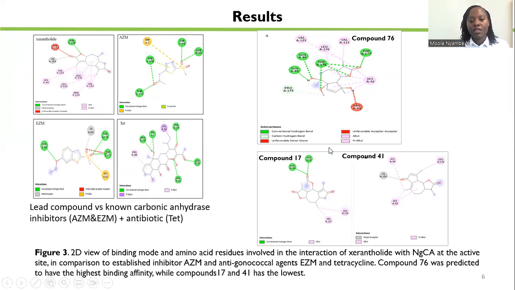But for compounds that had lower binding scores, like compounds 17 and 41, the lactone ring was not involved in the interaction with the enzyme, which shows that this functional group is important in these structures' interaction with the enzyme.